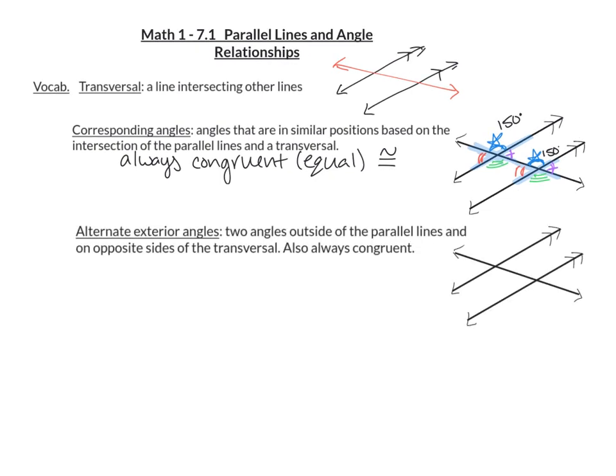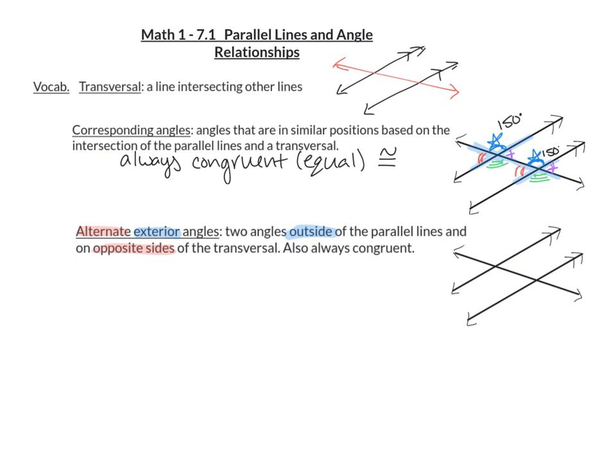All right, the next type of angles we have are called alternate exterior angles. They are two angles that are outside of the parallel lines and on opposite sides of the transversal. Hopefully the word alternate makes you think that they are on opposite sides, right? Because when things alternate, they kind of go back and forth, opposite sides. And then the next thing is exterior, which should hopefully make you think outside, right? The exterior, it's the outside of something.